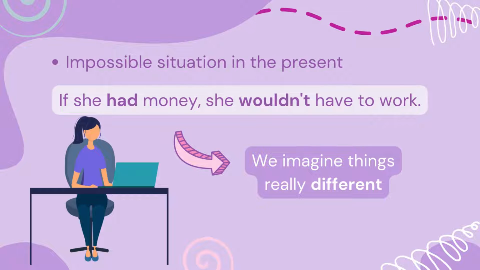Second, we can use it to talk about something in the present which is impossible because it's not true. Have a look at the examples. If she had money, she wouldn't have to work. The truth is that she doesn't have the money, so she has to work. Can we easily change the fact that she doesn't have money? No. But we can imagine it differently.